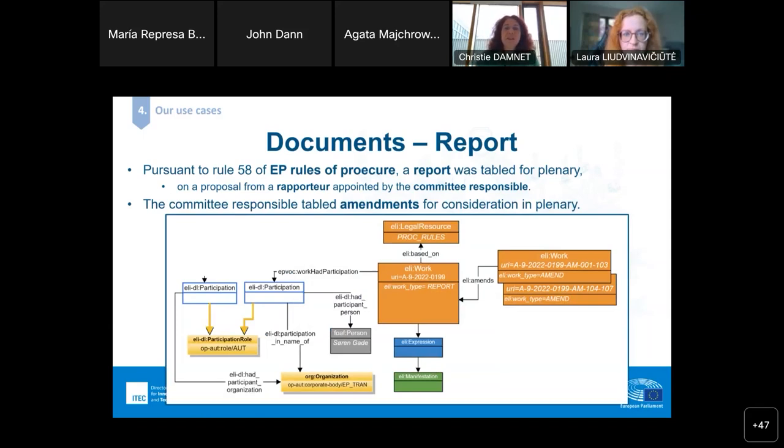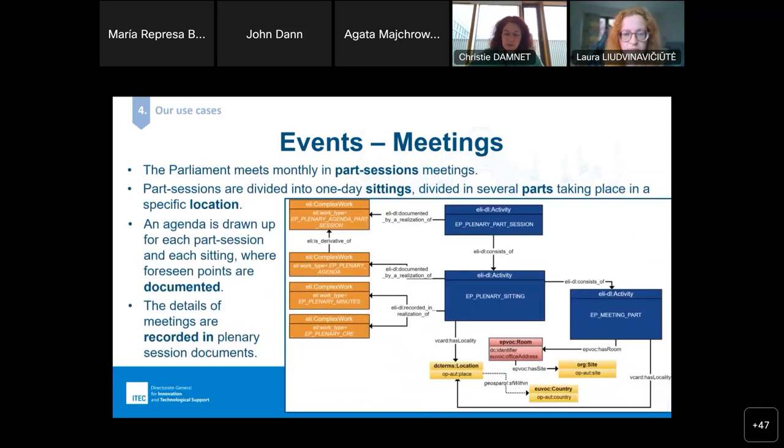Another example again is about an event, here about meetings. So Parliament meets monthly in part-session meetings. Those part-sessions are divided into one-day sittings, divided in several parts themselves, taking place in a specific location. We have an agenda for each of the part-sessions and each of the sittings with 14 points to be documented. And all the details of the meeting are recorded afterwards in the plenary session document, where the 14 points are reused but as real points. So this is what we show here on the small extract.